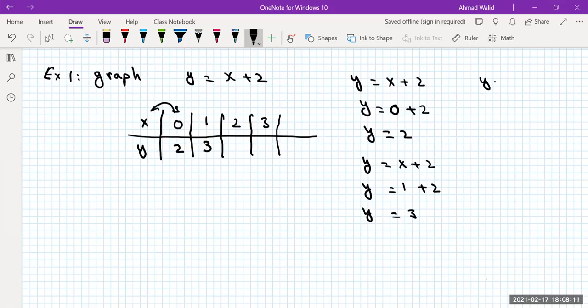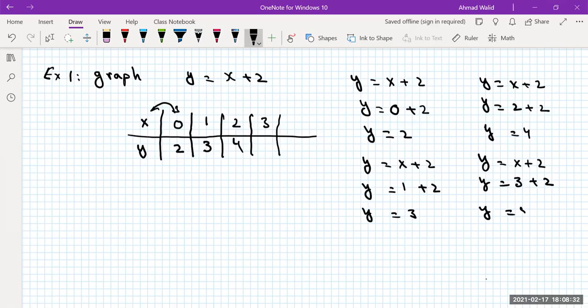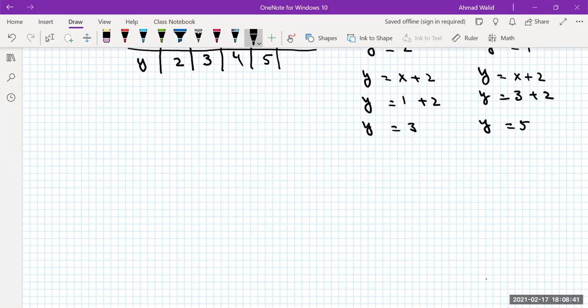Again, y equals x plus 2. When x is 2, then y equals 2 plus 2, y equals 4. Same thing, y equals x plus 2, and when x is 3, this one will be 3 plus 2, y equals 5, correct? It means when x is 3, y is 5. After you are done with your table, draw your rectangular coordinate system, 2 lines perpendicular to each other, not like my graph, use a ruler or something.